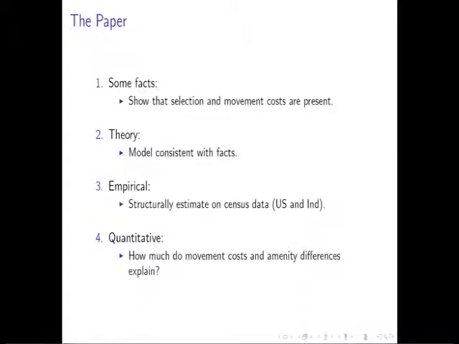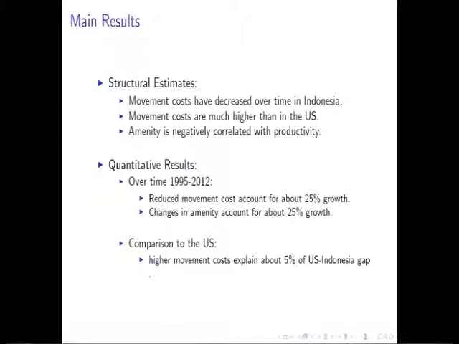Because I'm not going to get very far with the talk, potentially, here are the main results. The structural estimates are going to show us the following. First of all, the cost of moving across space in Indonesia has gone down a lot over the last 30 years or so. The second is that the movement costs in Indonesia, even now, are much, much higher than they are in the US. That's in two ways. They are absolutely higher. Second, the correlation with distance is much more important in Indonesia than it is in the US. The third is that amenities are negatively correlated with productivity.